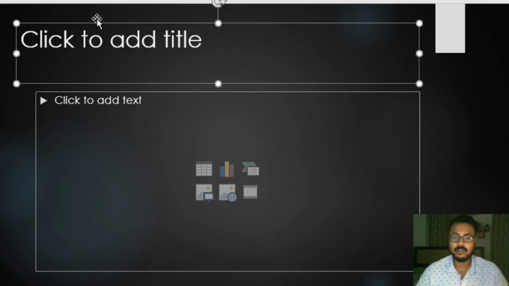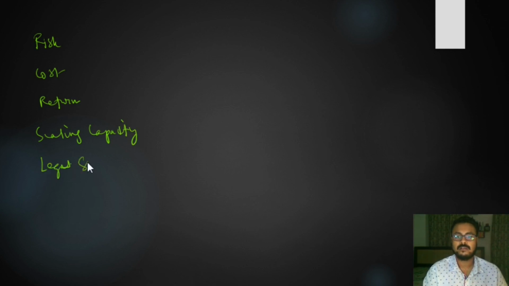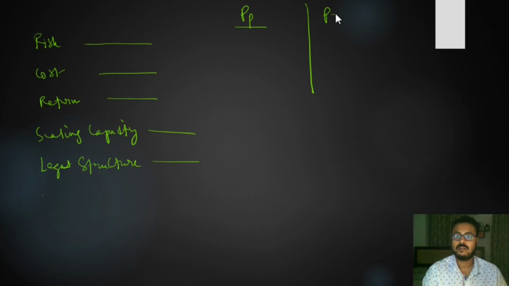Now we understood that the few factors such as risk, cost, returns, scaling capacity, legal structure, these are the factors that are responsible for financial management decisions among the various forms of business. Okay, proprietorship, partnership, and corporation.